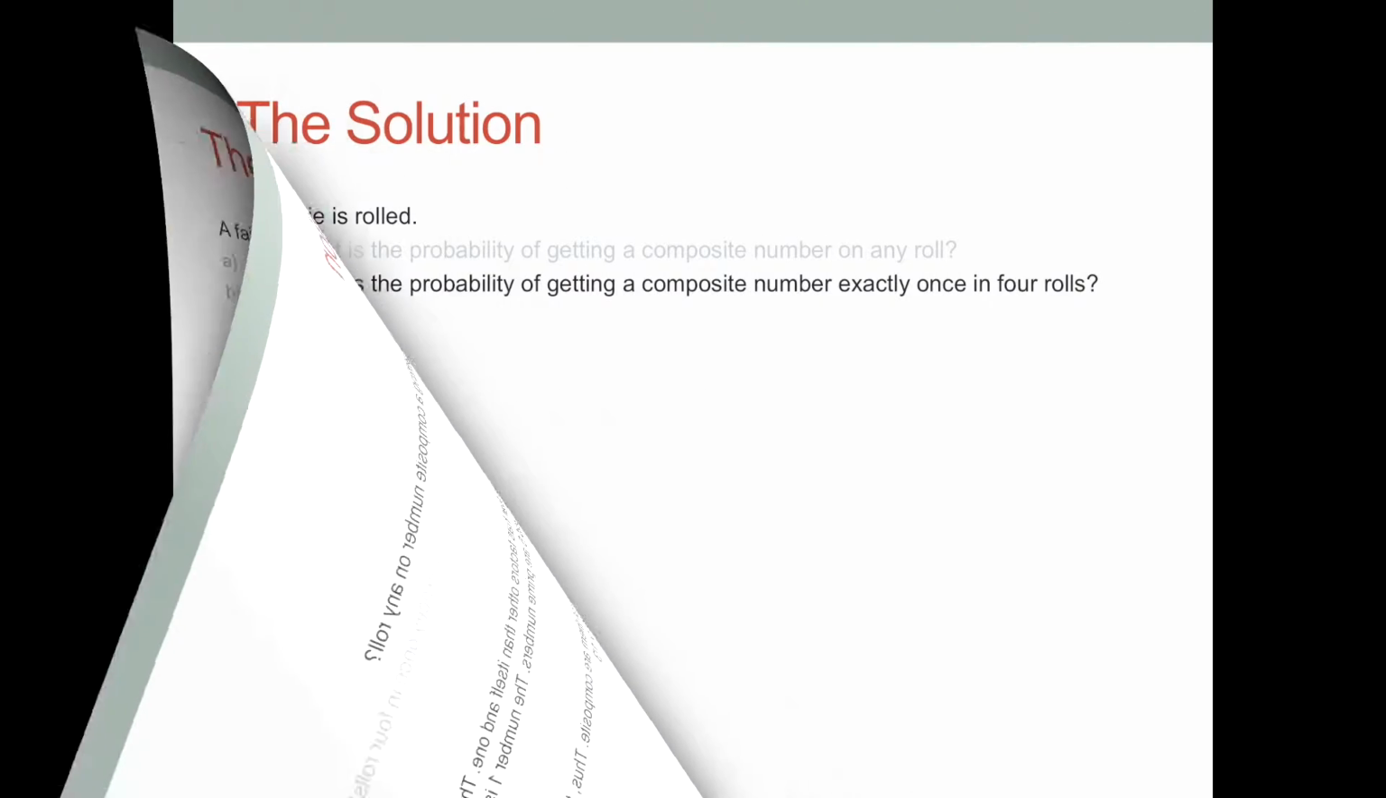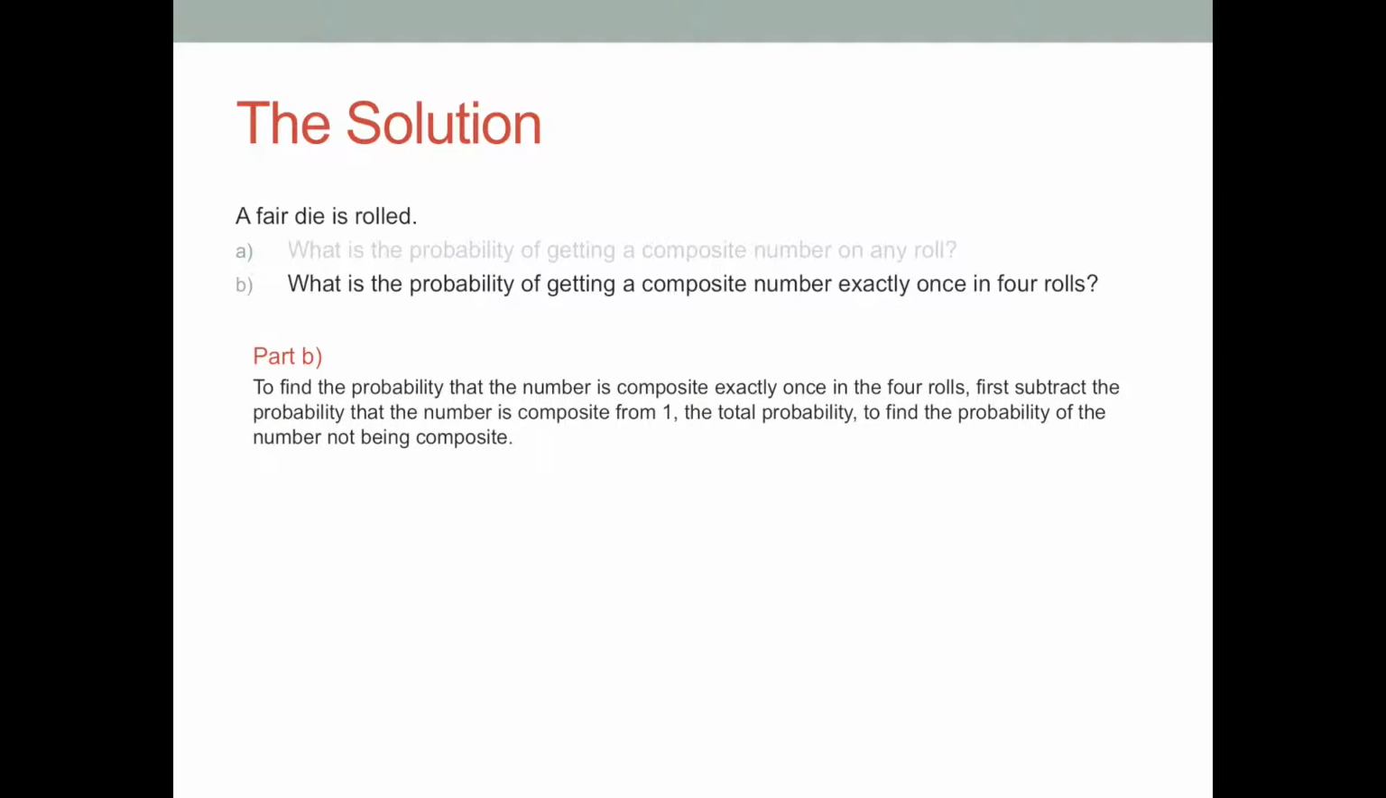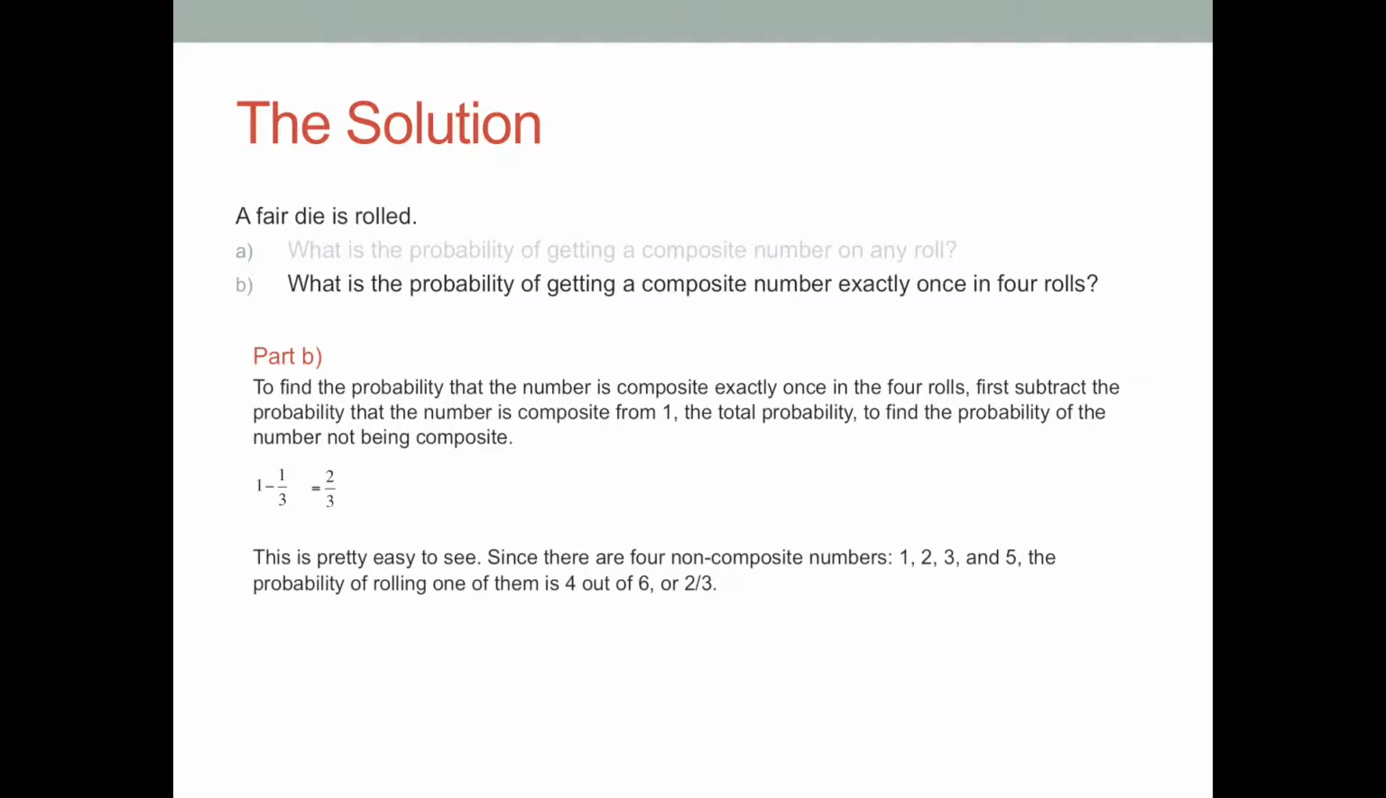Now let's consider part B. To find the probability that the number is composite exactly once in the 4 rolls, first subtract the probability that the number is composite from 1, the total probability, to find the probability of the number not being composite. 1 minus 1/3 is 2/3. This is pretty easy to see. Since there are 4 non-composite numbers, 1, 2, 3, and 5, the probability of rolling one of them is 4 out of 6, or 2/3.